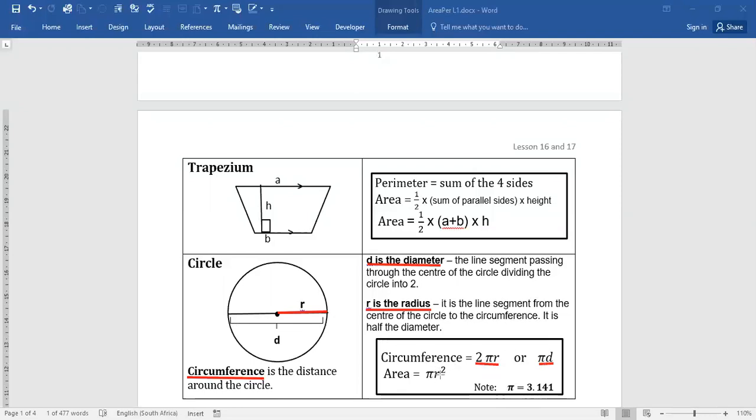So remember, you're squaring the radius for the area, and it's only an r. For your circumference, you can use an r, or you can use 2r, or you can use a diameter, because 2 radius is equal to a diameter. So pi times diameter or 2 pi r, which is the same thing. So we're looking at the application.